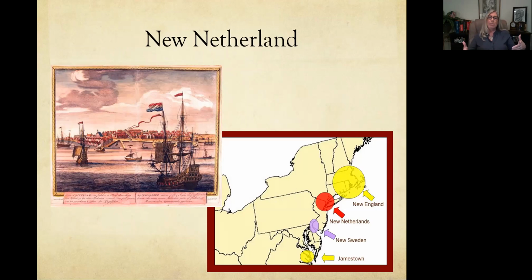So the people who ended up living in New Netherland were really from all of the other European countries. So you already have a lot of variety, a lot of diversity within the Dutch colony here in North America.